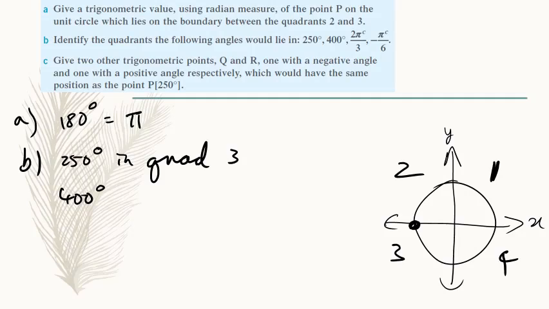Alright. There is a trick. That's 360, isn't it? Yeah. What do you have left? 40 degrees, so it just starts again to here. 1. So it's in quadrant 1.